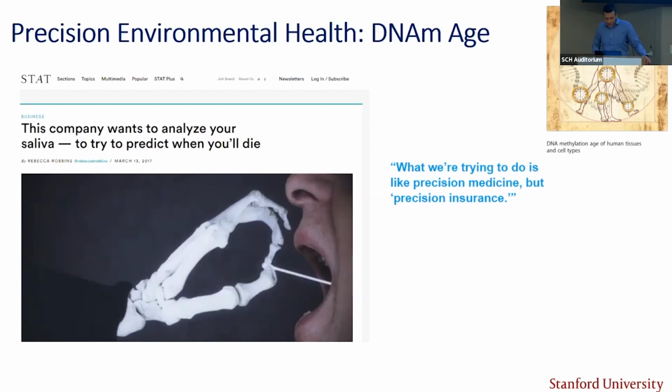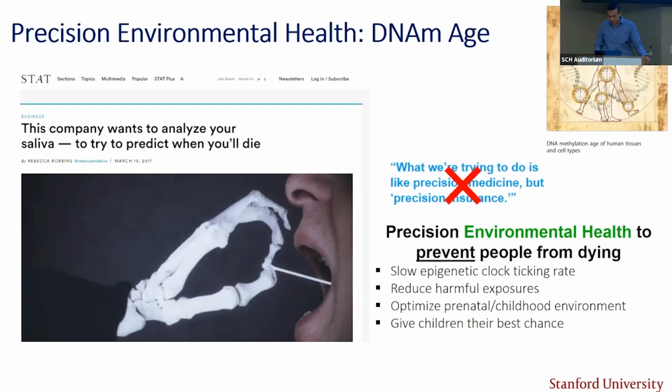There are both environmental and psychosocial factors that might influence epigenetic aging, and which are the populations that are going to be affected by some of these decisions of trying to use these biomarkers to either risk stratify or to provide or not provide different services? So I think it's somewhat of a dangerous path. I have proposed that we shouldn't be doing precision insurance. We should try to do precision environmental health, at least for what I do, to try to slow epigenetic clock ticking rates.